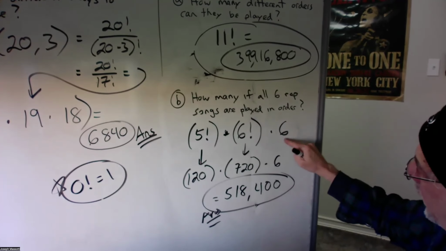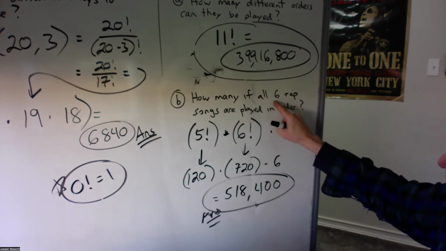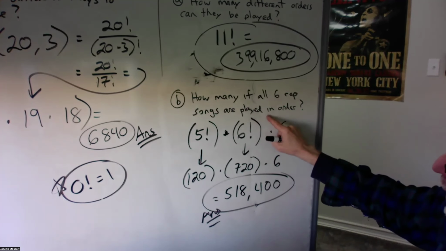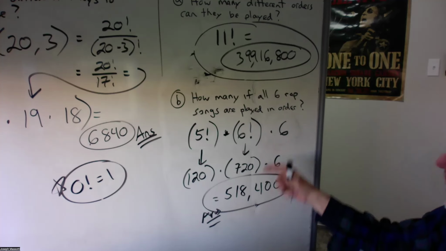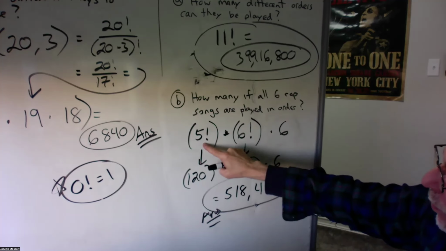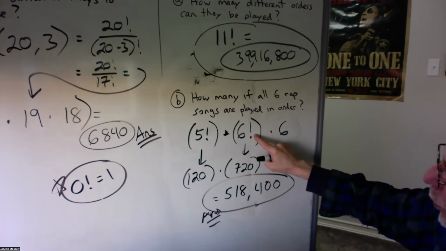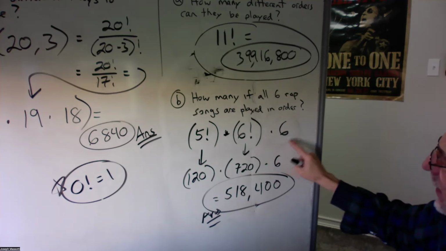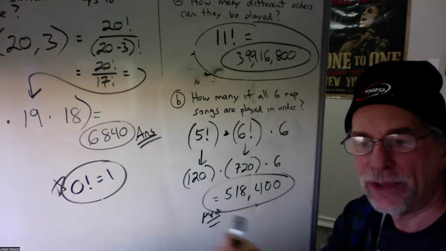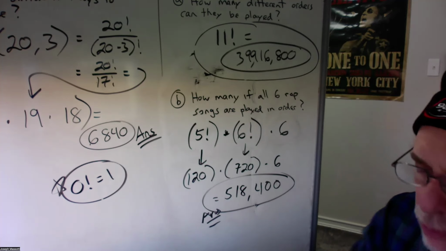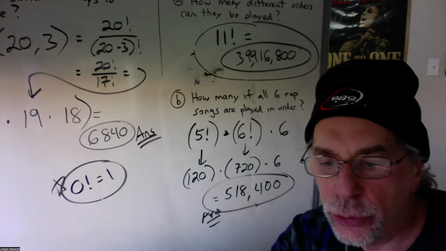This part is the key, right? How many ways, if all 6 rap songs are played in order, you can't forget this number because there's 6 different ways to do that. This is the number of ways to order the rock songs. This is the number of ways to order the rap songs. And this is the number of choices of where to play those 6 rap songs in order. All right, so a lot of work there. 12.2, good times.